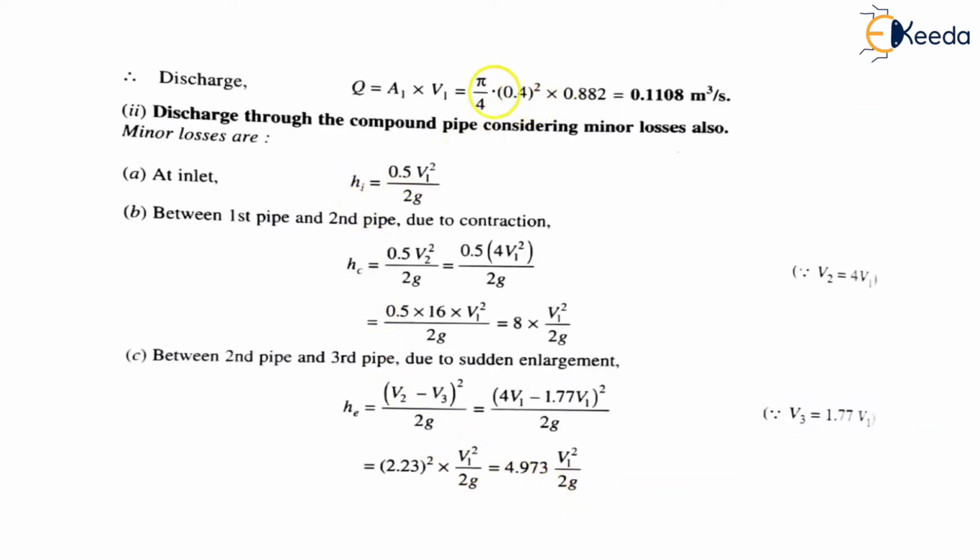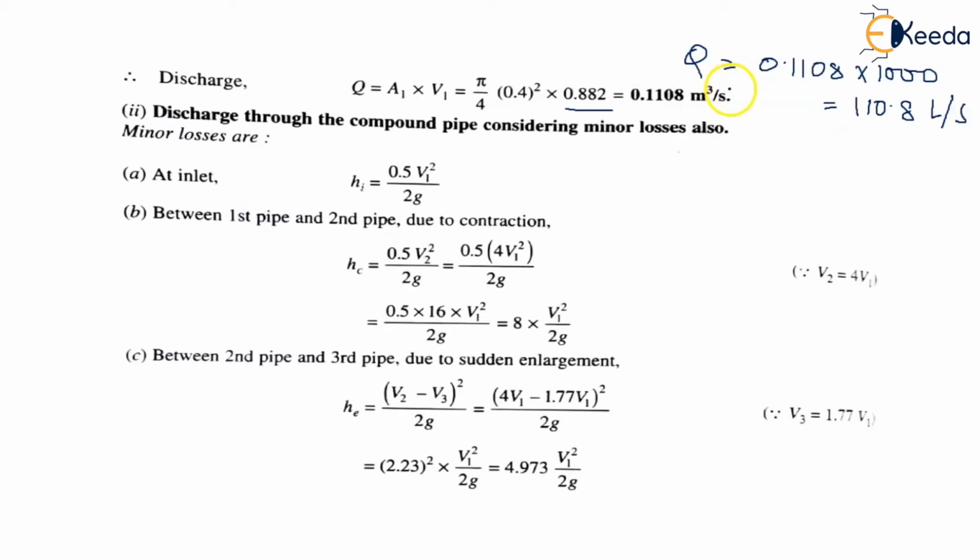Now we have V1 as 0.882. We have just calculated this, and A1 can be written as pi by 4 into 0.4 square. So I get the value as 0.1108 meter cube per second. If I need to convert this into liters per second, we just need to multiply 0.1108 by 1000. So we get 110.8 liters per second as the discharge, while neglecting the minor losses.